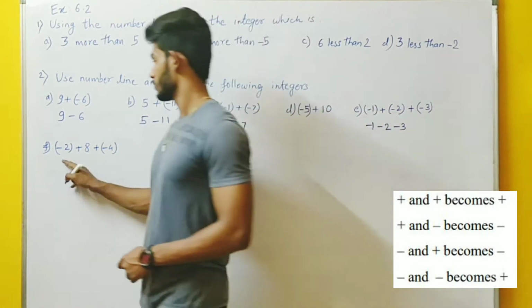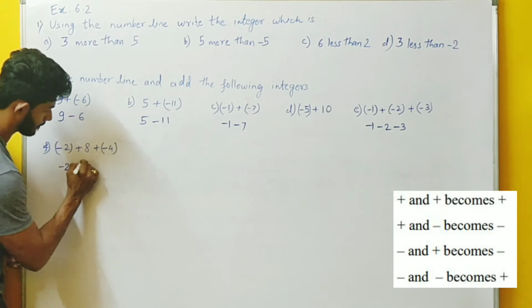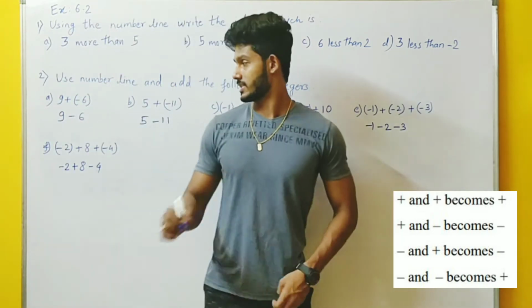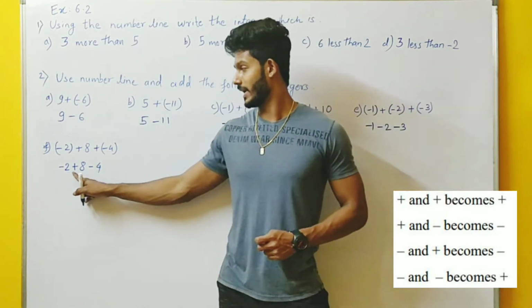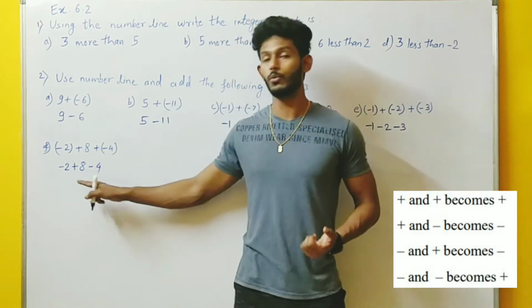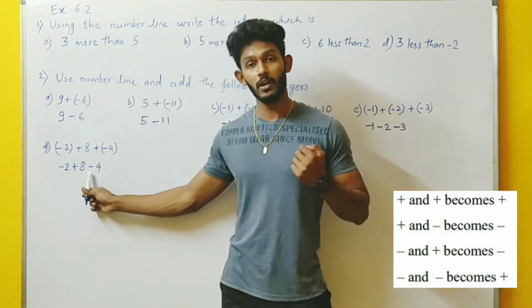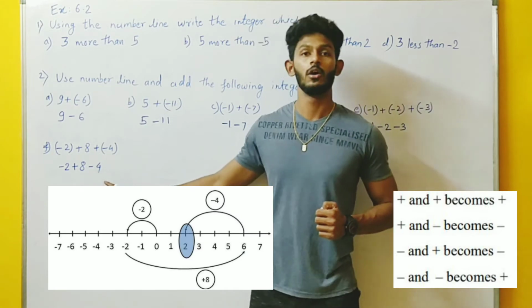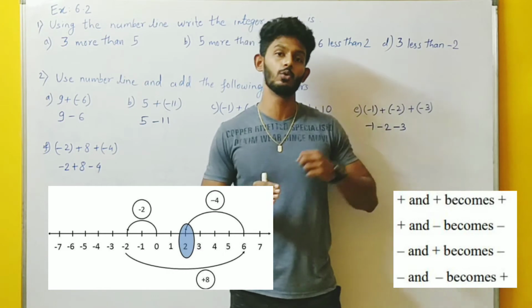In this, first I will write minus 2 plus 8 plus and minus will become minus 4. Now first we will move to minus 2 from 0. Now 8 steps towards the right hand side. So from minus 2, if we move 8 steps towards the right hand side, we will reach 6. Then we will move towards the left hand side by 4 steps because it is minus 4. So whenever we have minus, we move towards the left hand side, and whenever we have plus, we move towards the right hand side.